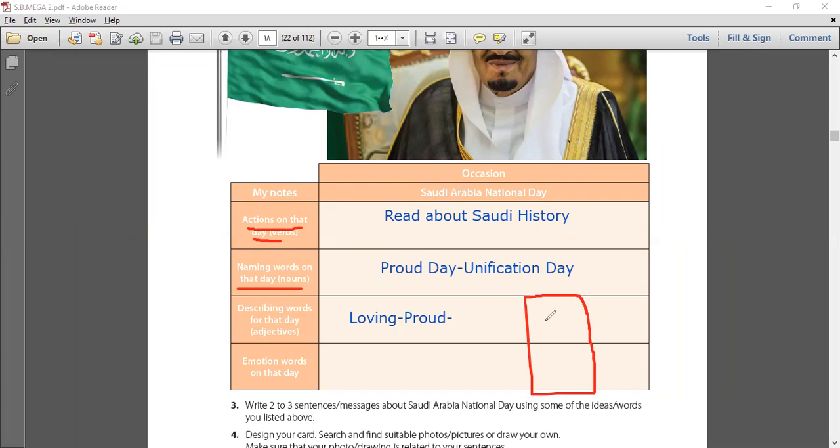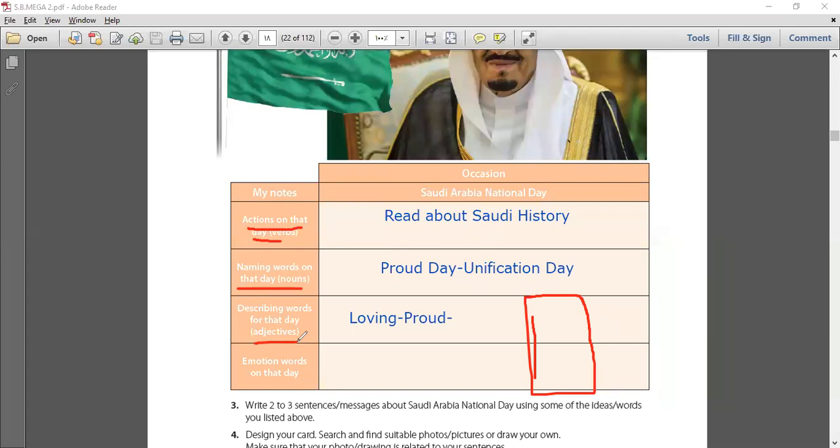So you're going to use pictures, and you're going to write, of course, Proud Day, Unification Day. You're going to write here, for example, read about Saudi history. For example, you're going to write it here. This day is all about loving, proud, anything you're going to write as an adjective. Okay? Clear?